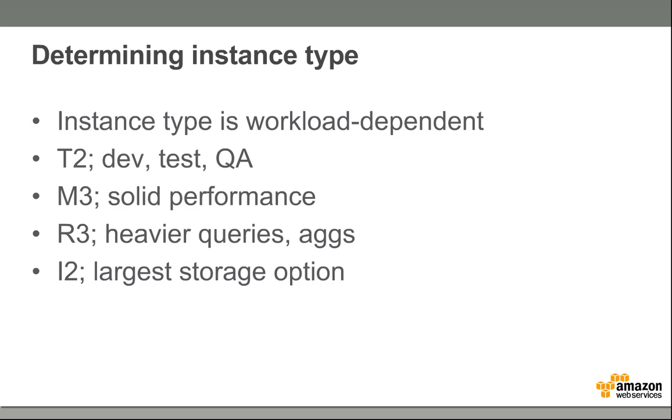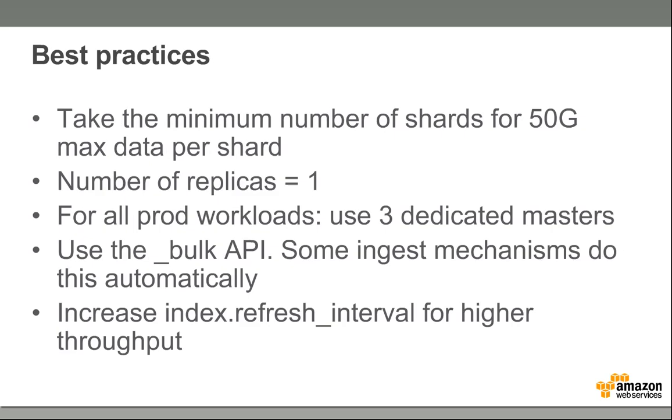Thinking about instance type, we have 4 instances that we support within the service. We have the T2, which we feel is best for dev and test. The M3 is a balanced node that provides good performance across a lot of different workloads. With its additional RAM, it provides the ability to do heavier queries and aggregations, and it's more slanted towards those. And finally, we have the I2 instance, which is our largest storage option.